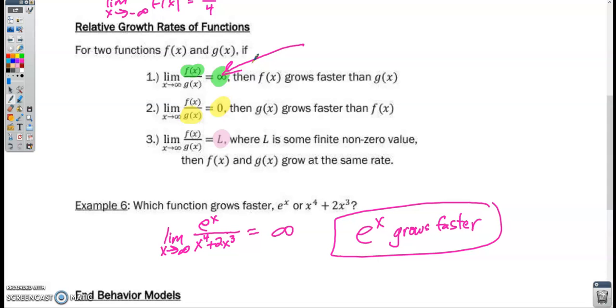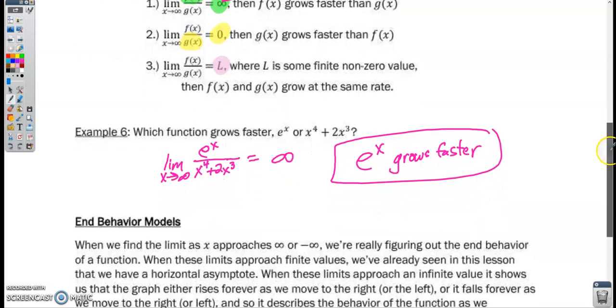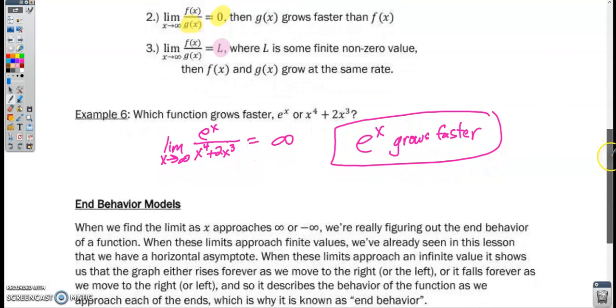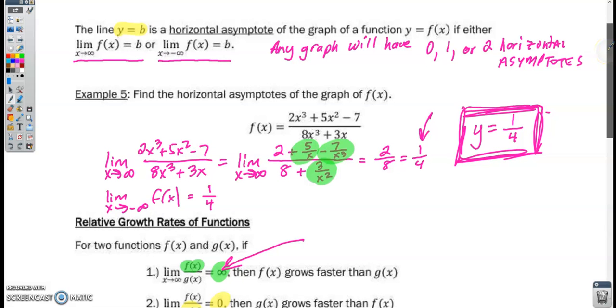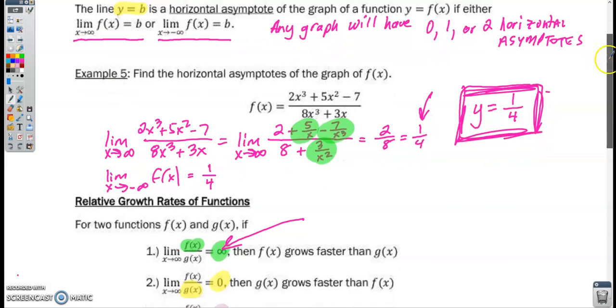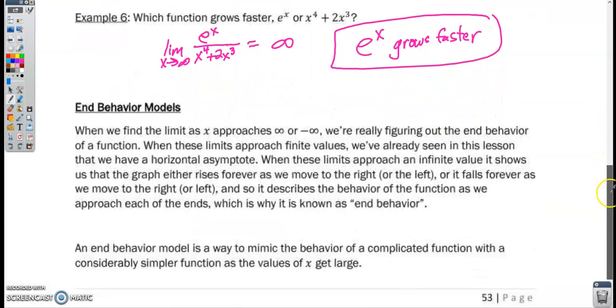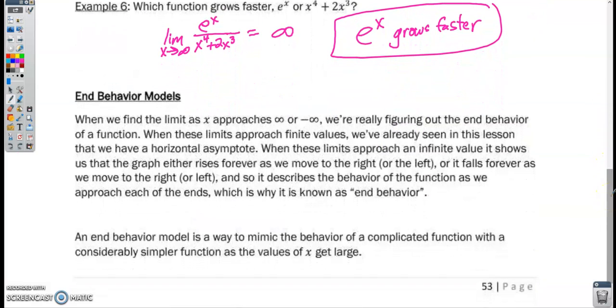Next type of application, what are known as end behavior models. And we'll talk about the end behavior of functions. End behavior ties back to the idea of horizontal asymptotes. We're talking about what's happening as x goes to infinity, what's happening as x goes to negative infinity. Okay, so we're figuring out the end behavior when they approach finite values. You see this sentence right here. When these limits approach finite values, we've already seen that we have a horizontal asymptote. When those limits approach an infinite value, it shows you what the end behavior of the function is.